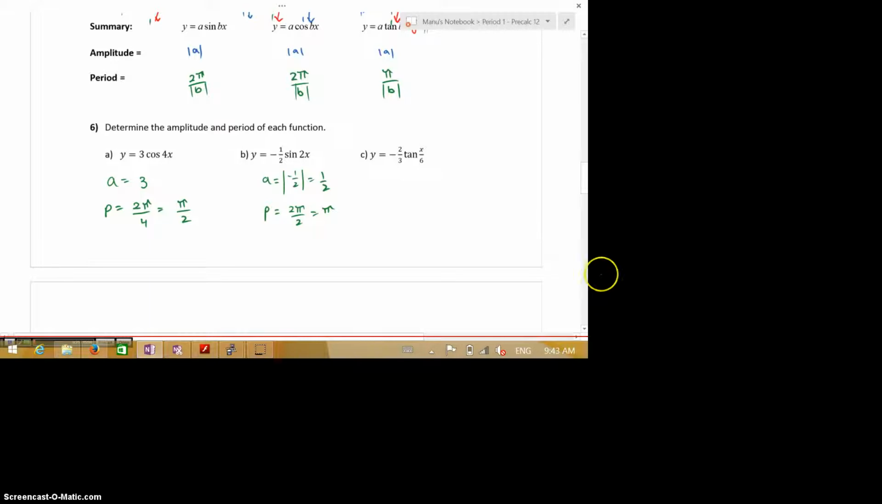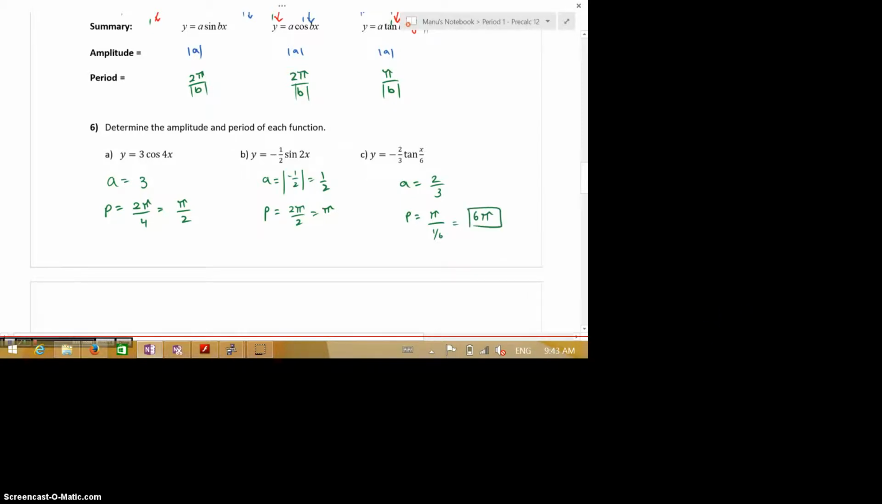Third one, what is the amplitude here? 2 over 3, positive 2 over 3. And what's the period? It's going to be pi divided by, b value is 1 over 6, which is the same as 6 pi.